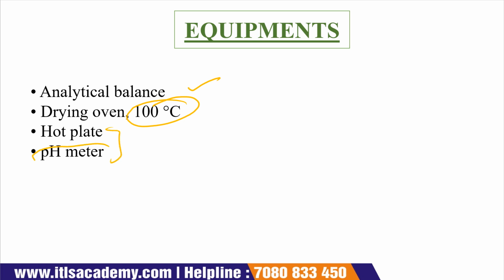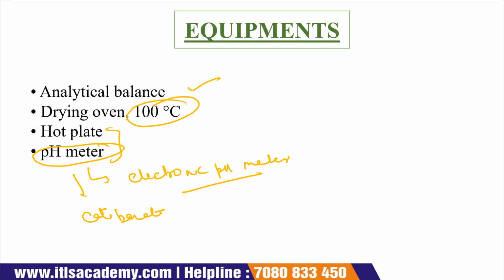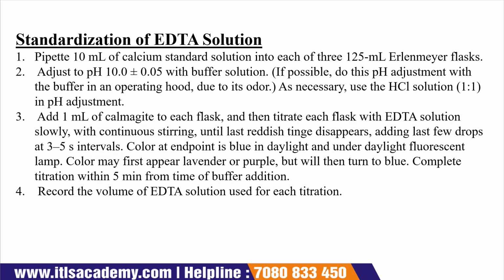The pH meter we use is an electronic pH meter. So when we take the pH of any sample, we have to calibrate it. How we calibrate it, this video is already uploaded in our account. You can go and check how we calibrate this pH meter. But calibration of the pH meter is very important before every use. Now come to the procedure part.